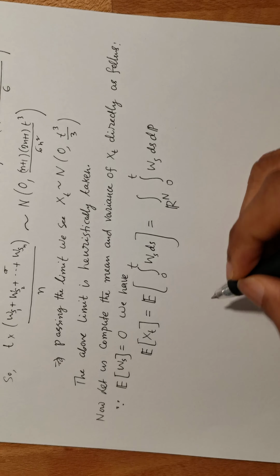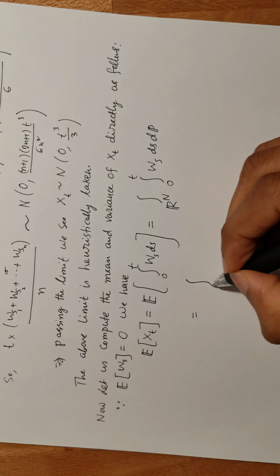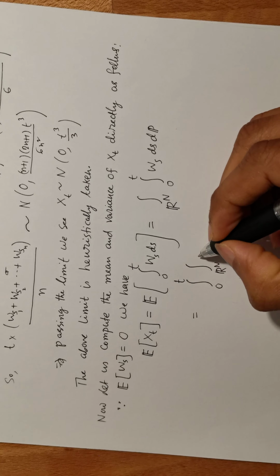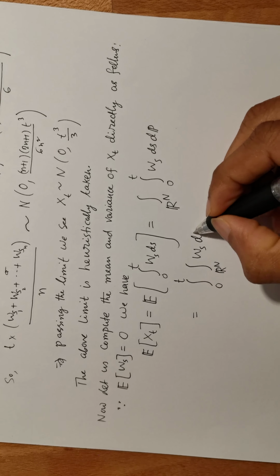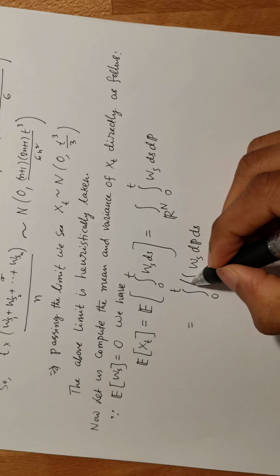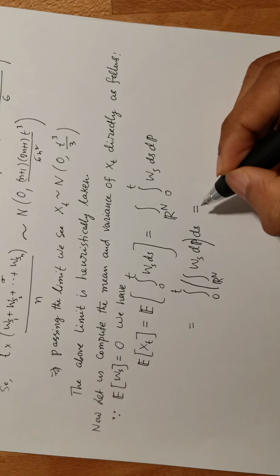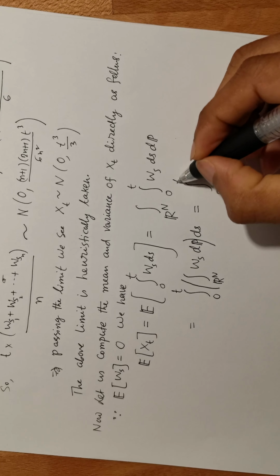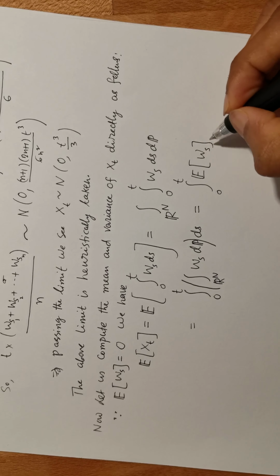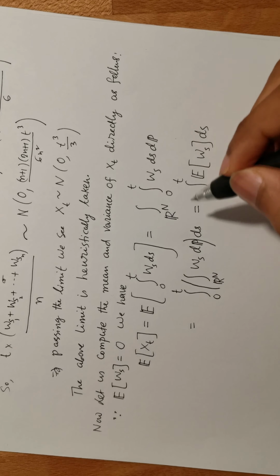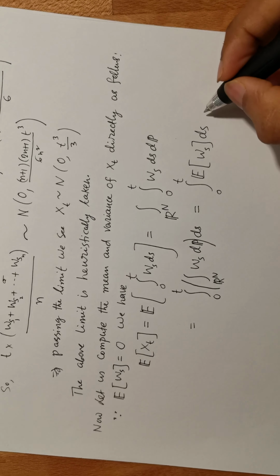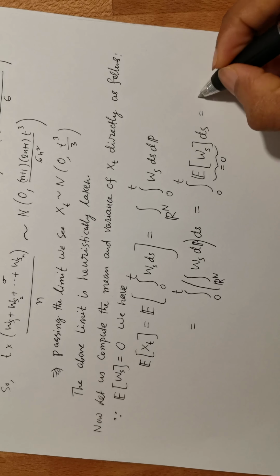Right, so this can be further written as integral 0 to t of W_s dP ds. So we are able to interchange the limit inside the integration due to Fubini, okay, and this is 0, right? So this becomes 0.